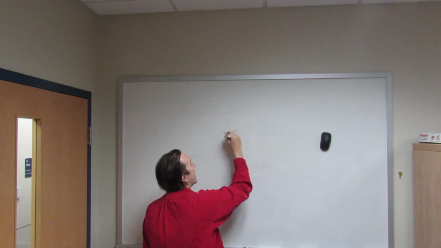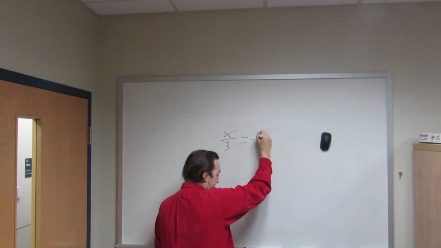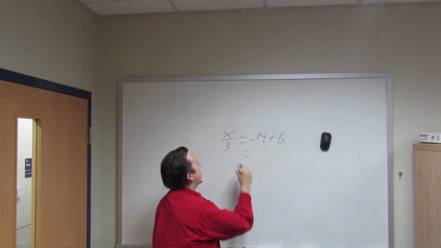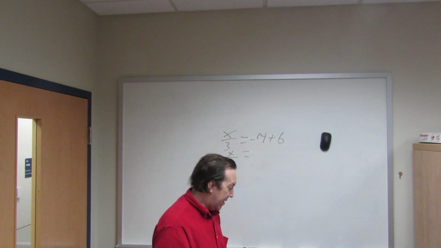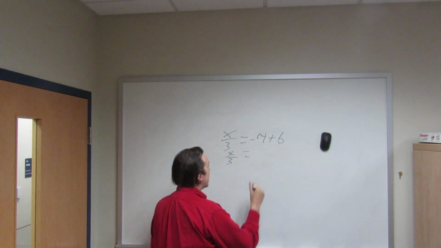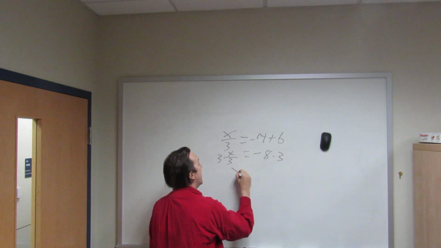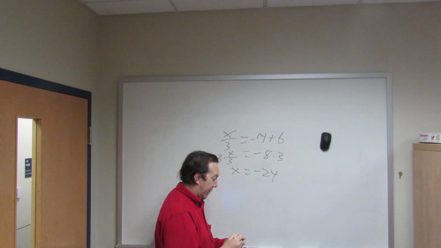Something like x over 3 equals negative 14 plus 6. So you're still going to have x over 3. Negative 14 plus 6 is negative 8. Multiply both sides by 3. X equals negative 24.